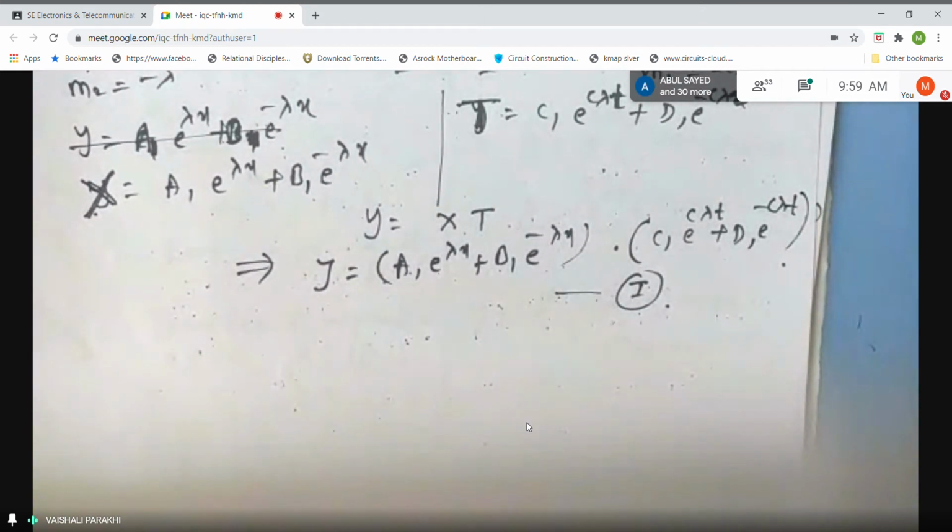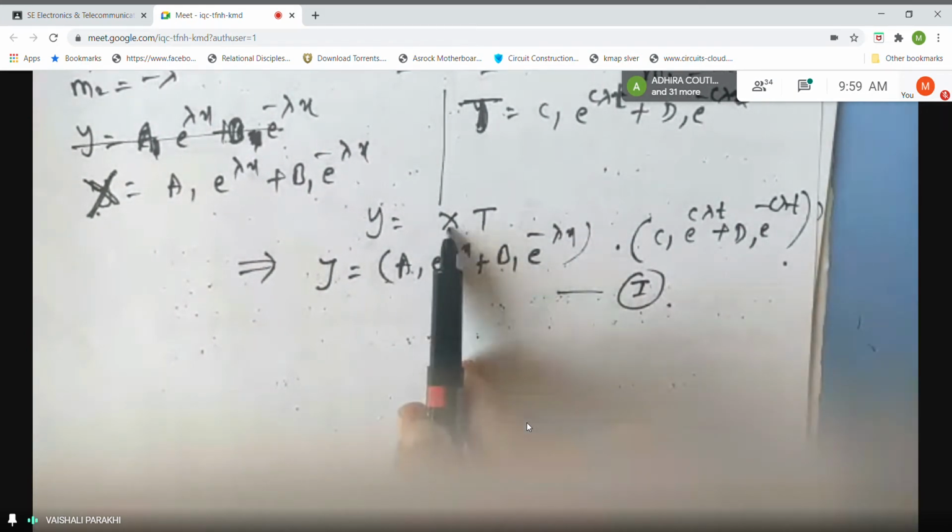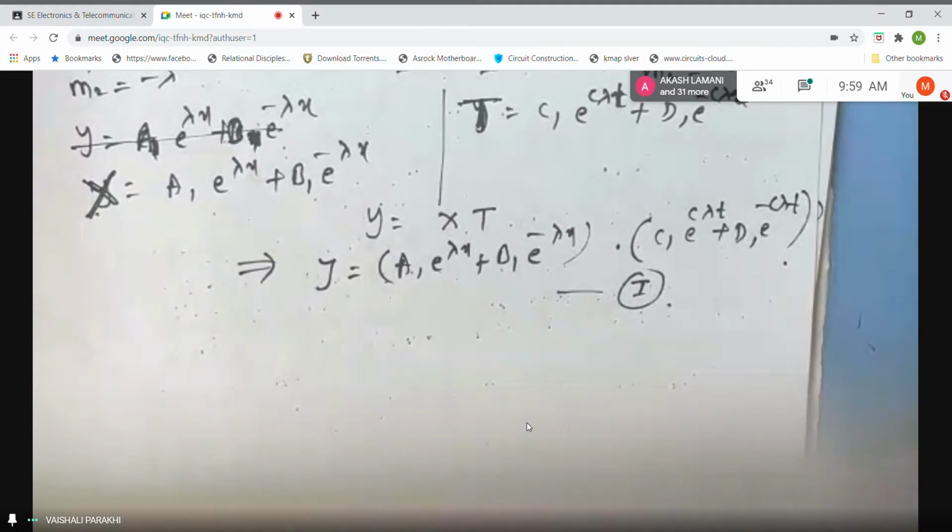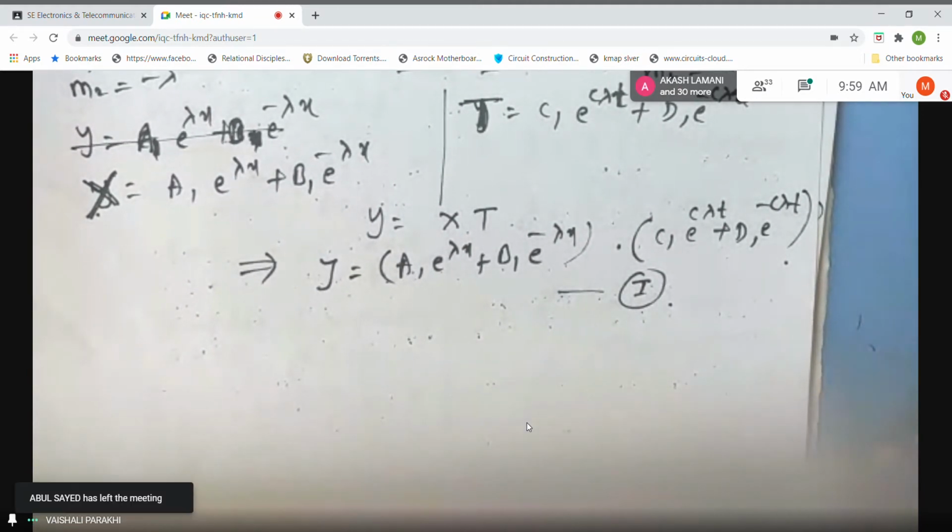When k is positive, we have taken k is equal to lambda square. We solved two equations separately and then we found y is equal to capital X into capital T. So this is one solution, right? So the first case is done. Students, if you have not followed some step, you can ask me.